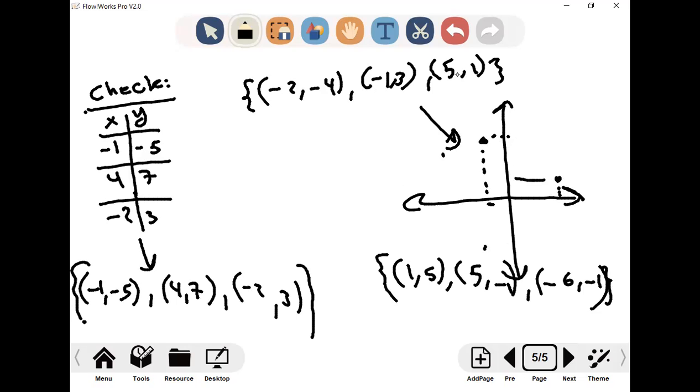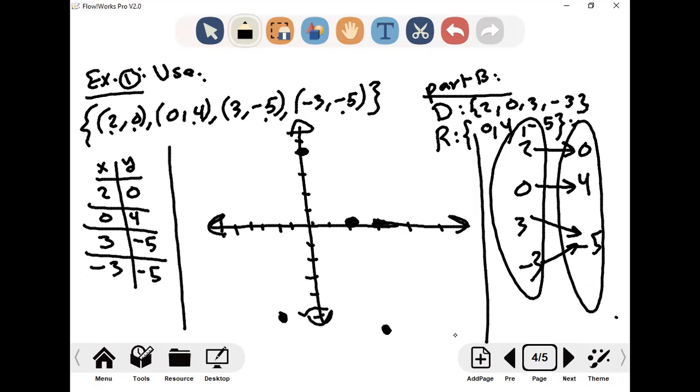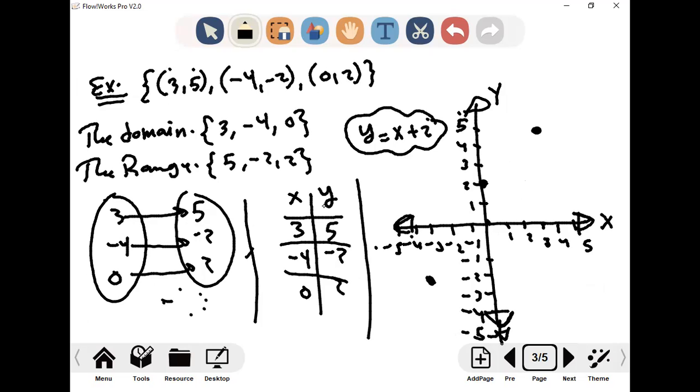I don't understand the difference between table and map. There is no difference. This is a table and this is a mapping. Same idea, it's just two ways to represent a relationship, that's all.